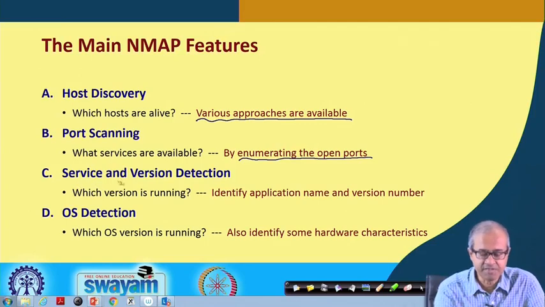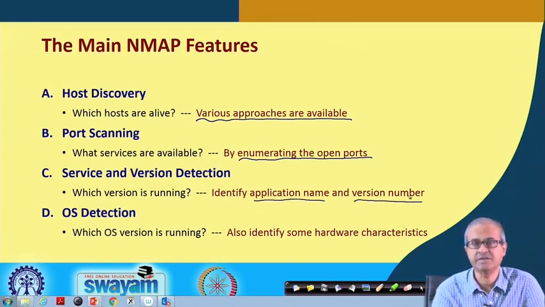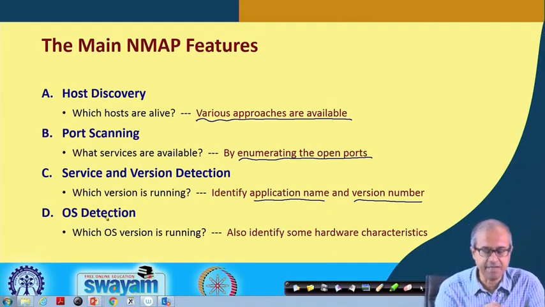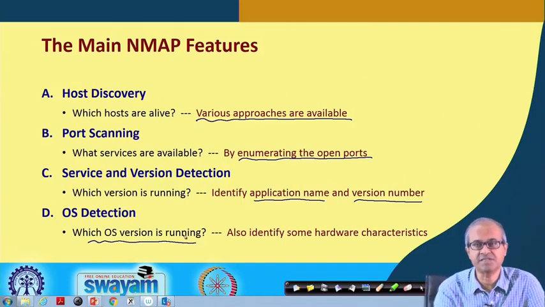Then you can detect a number of service and version types, that is, which version is running; you can specify application names and also their version numbers. For example, if there is a web server running, you can also get information about which version of the web server is running on a particular machine. And finally, operating system detection. So, you can get information about which OS version is running on a particular host or machine, and it can also identify some other characteristics at the same time.